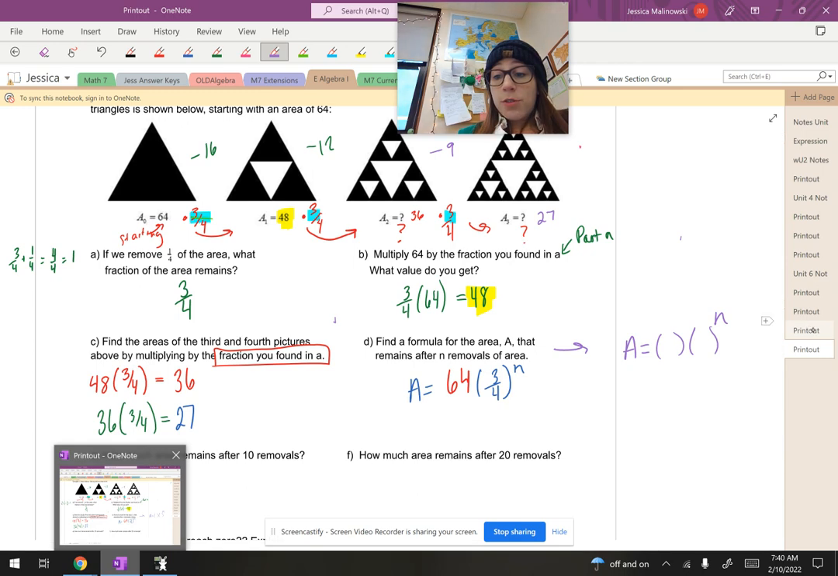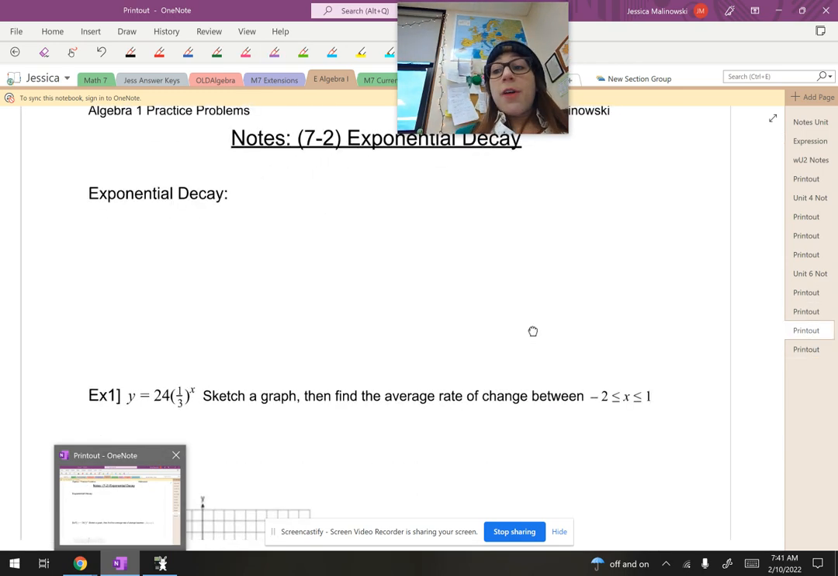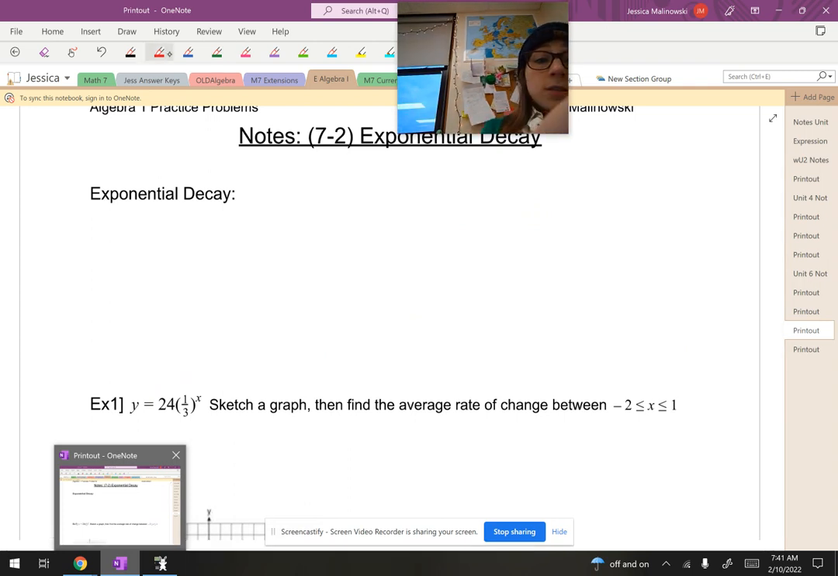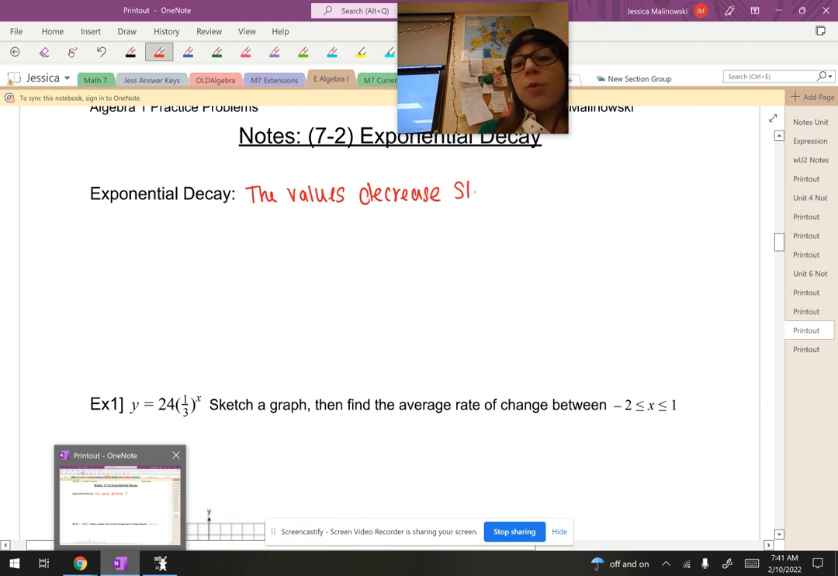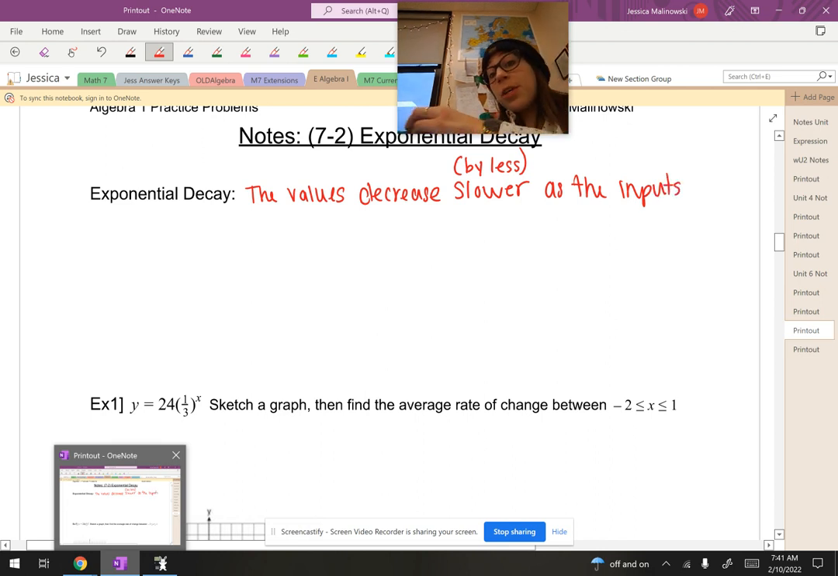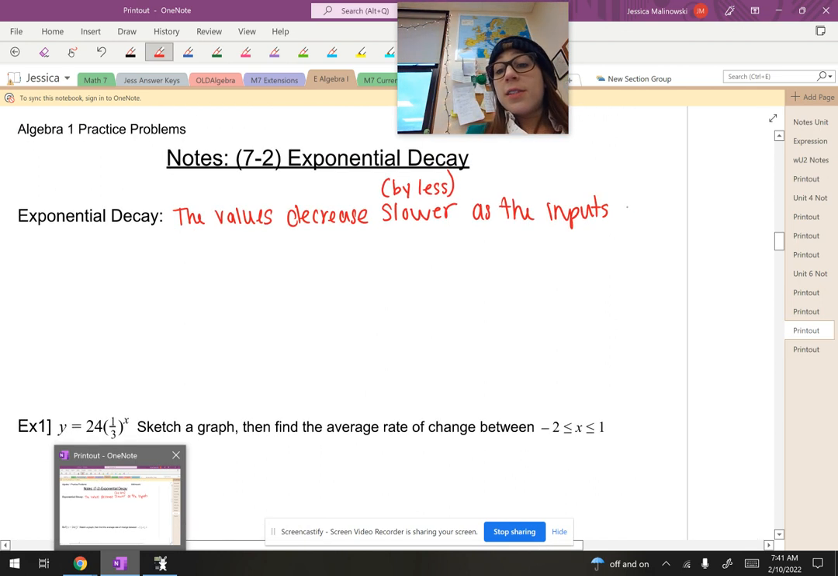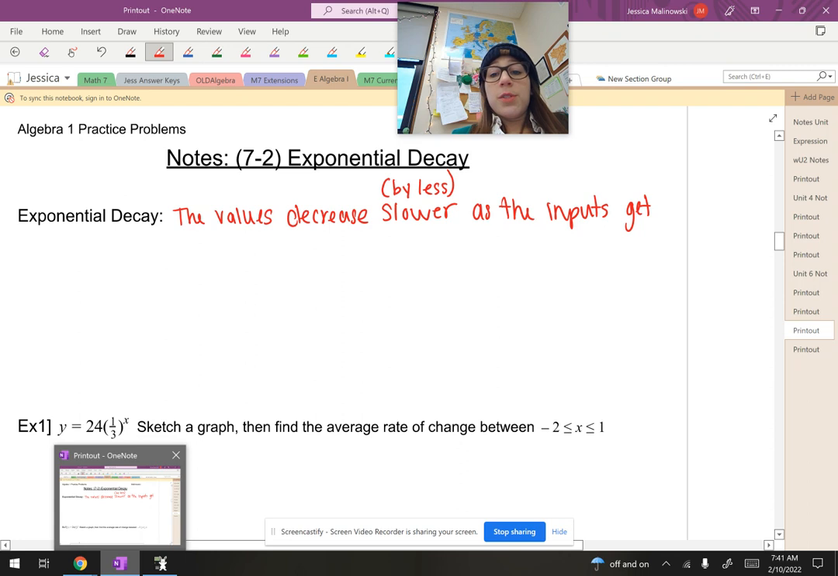So if I come back to this page, with exponential decay, what we have going on here is that the values decrease slower, or decrease by less, as the inputs, those x values or time, that independent variable, get larger. The values decrease slower as the inputs get larger.